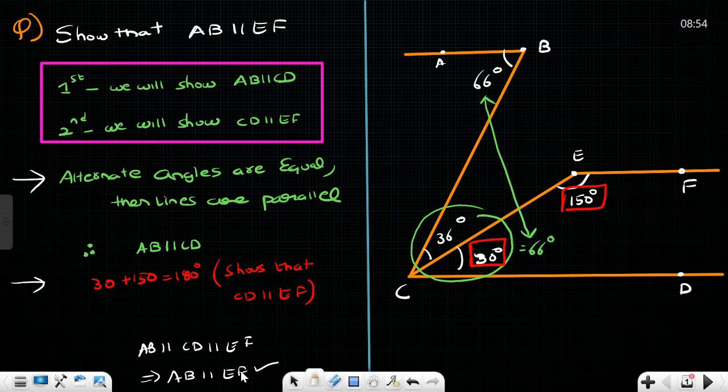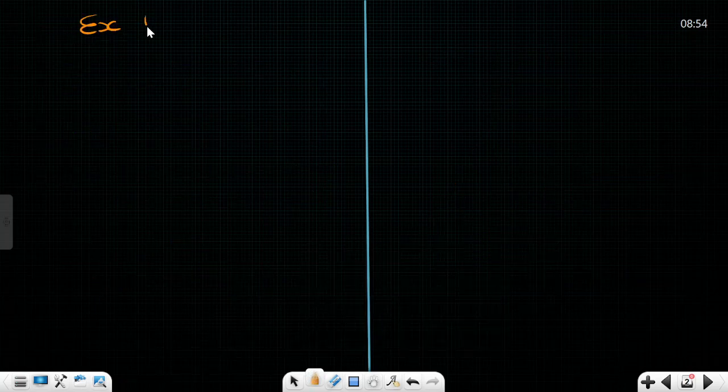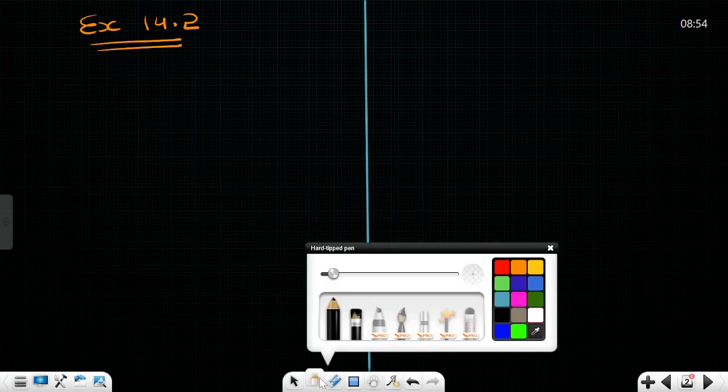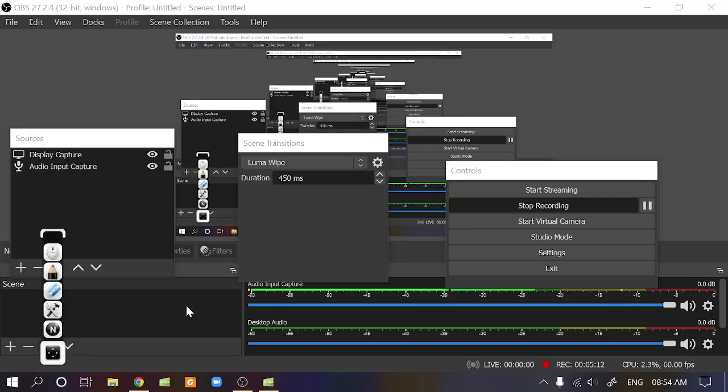Okay, please note down. Now we are going into exercise 14.2. In that, we are directly going to start solving questions from the 9th question. I'll paste the 9th question on screen for you.